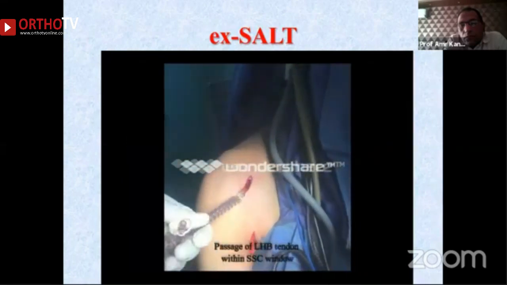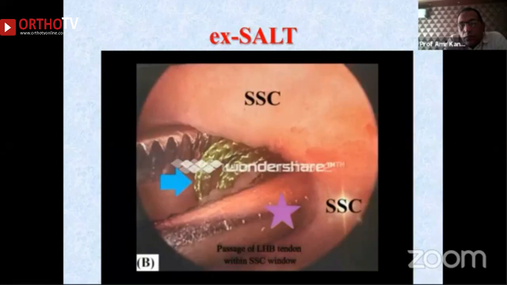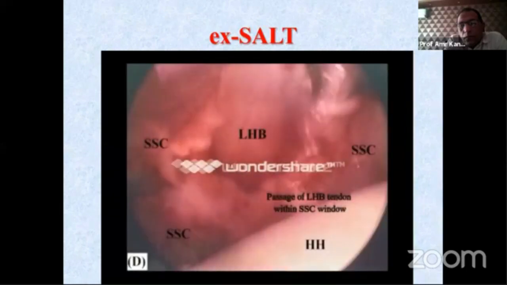Then, an arthroscopic grasper is used to pass the whip-stitching suture through the anteromedial cannula from its articular to the external opening. Then the cannula is placed back into its corresponding portal. Using an arthroscopic grasper or suture transfer, the 3 ends of the proximal whip-stitching suture are passed through the subscapularis window to be delivered behind the subscapularis. An arthroscopic grasper is then used to retrieve the delivered sutures over the subscapularis tendon and then out of the anteromedial cannula.